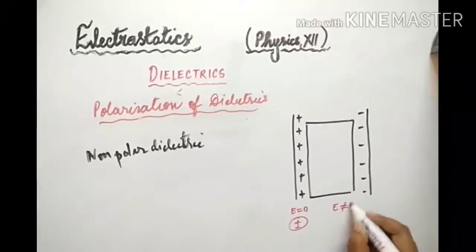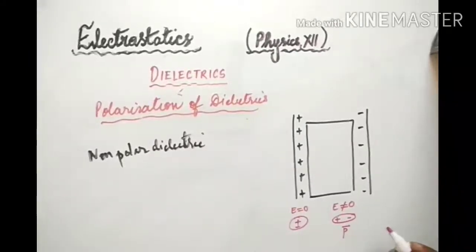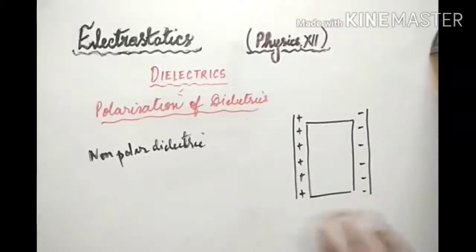Now when you put it in an external field, the positive and negative centers separate. Here you see the positive and negative centers were coinciding, but here they separate and we get an induced dipole moment. And these then orient themselves in the direction of the field.